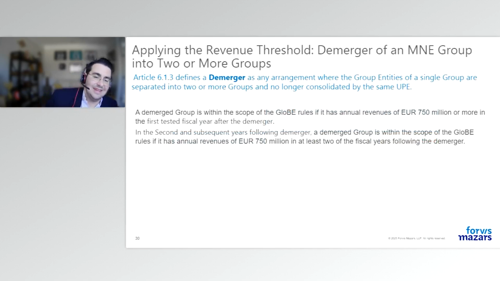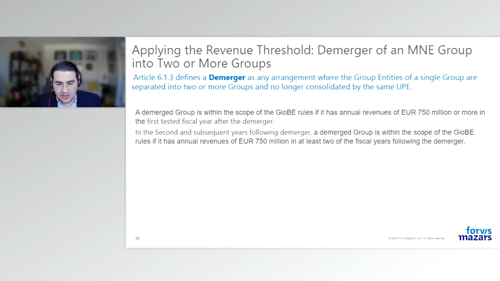Now let's talk about demerger, right? This sounds very similar to what's in spin-off land, where you take some entities and throw them out of your M&E group, and they form their own. So let's talk about what Article 6.1.3 defines as a demerger. Under the model rules, they classify it as any arrangement where the group entities of a single group are separated into two or more groups and no longer consolidated by the same UPE, meaning we have two different UPEs of two different M&E groups.